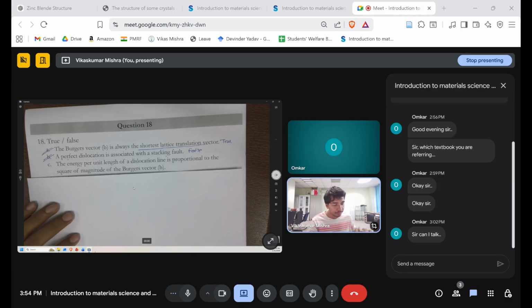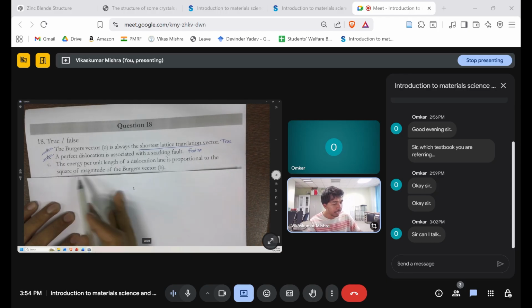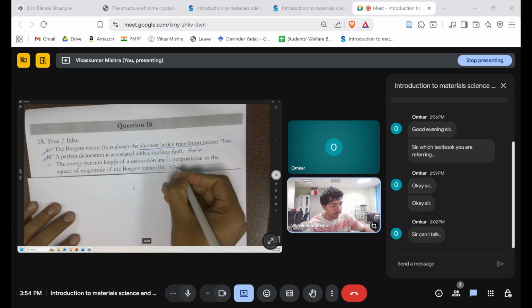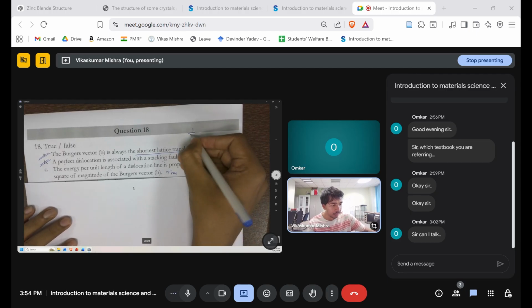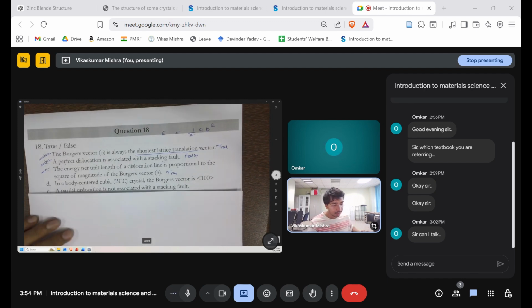Next part. Energy per unit length of the dislocation is proportional to the square of the magnitude of the Burgess vector. True, right? It's true, yeah. We knew the formula. It's half G b square. It is the energy per unit length.